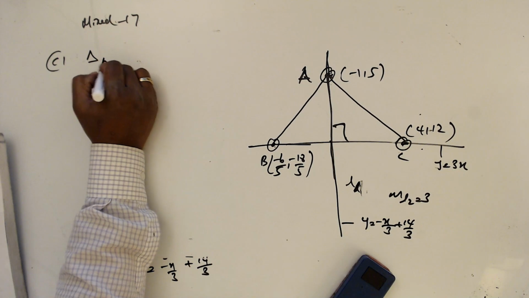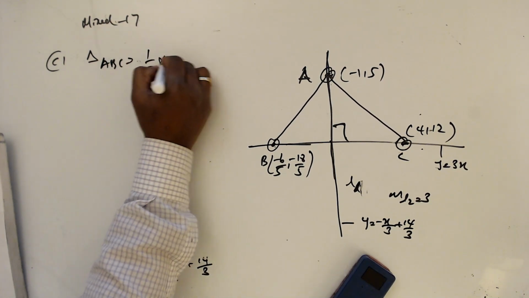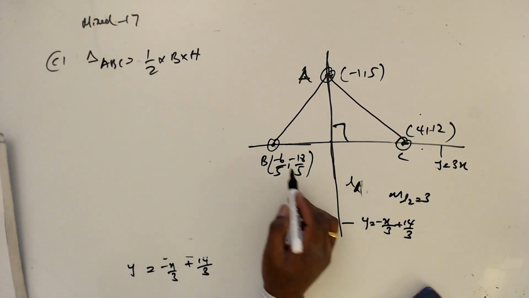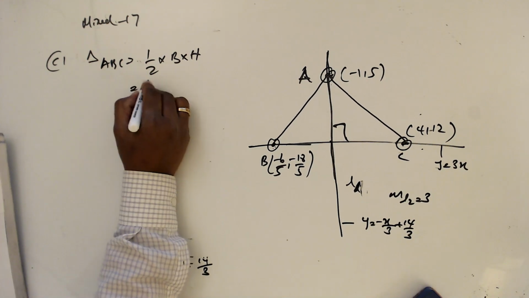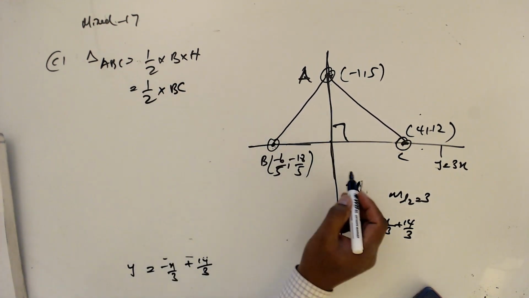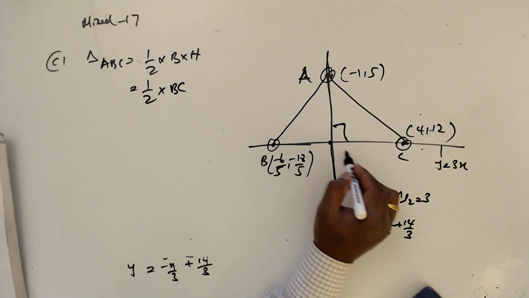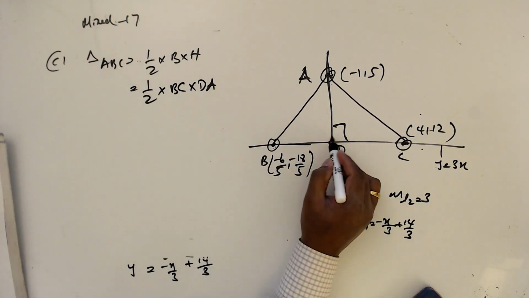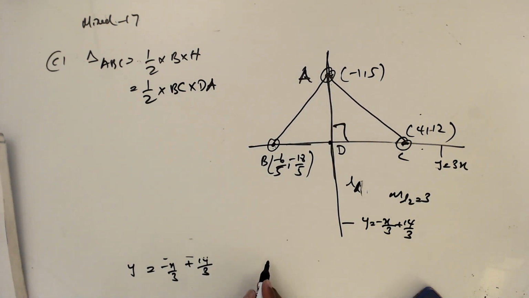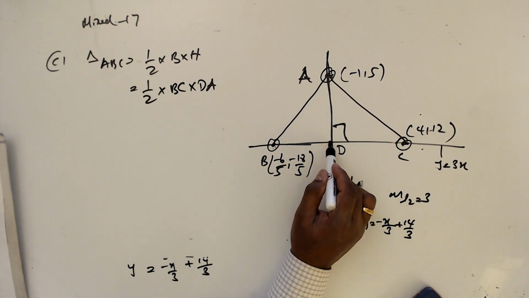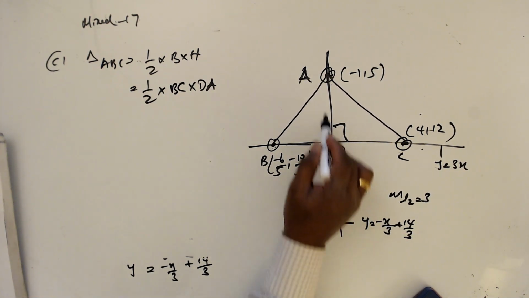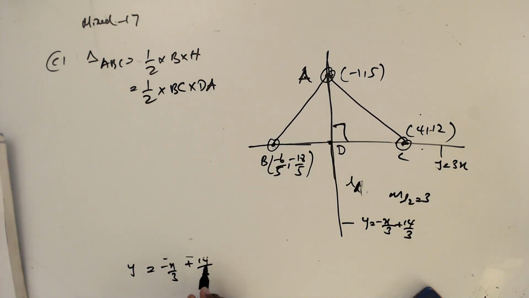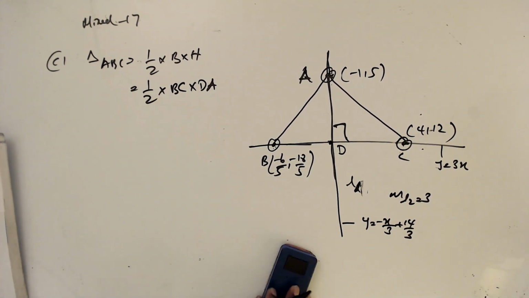Triangle ABC means half a base times height. Half a base, BC. If I take BC as a base, the height is going to be DA. This is the perpendicular height if it's the base. But I don't know this point. If I know it, then I can find the distance, and I can find the distance and multiply. Now I have to find the distance.